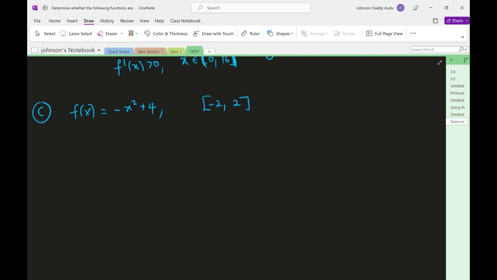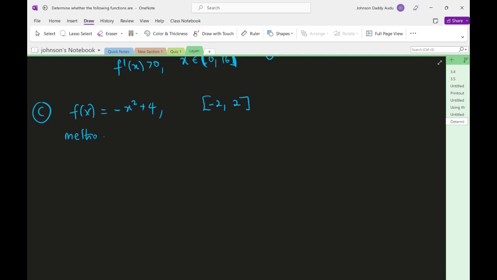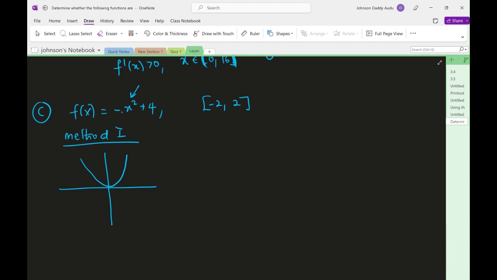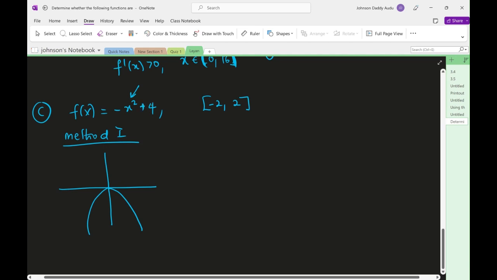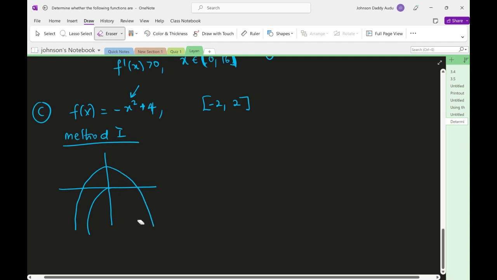Okay, so if you want to graph this one, let's see method 1 the same way. Look at this function. Start with the graph of x squared, right? But because there is a minus here, you should reflect the graph across the x-axis. So it becomes something like this. Now, with a plus 4, this is a vertical translation, so you shift everything up by 4. So you have something like this.